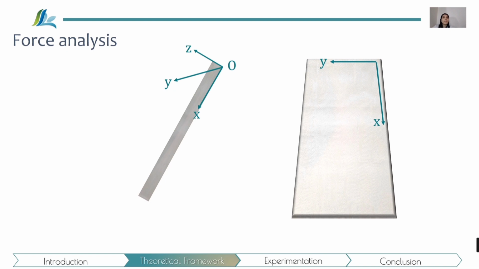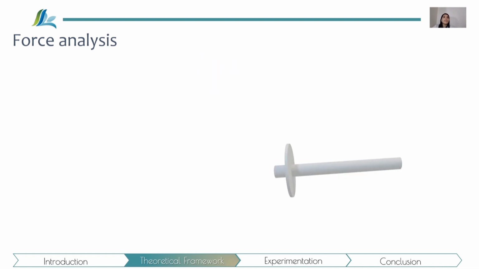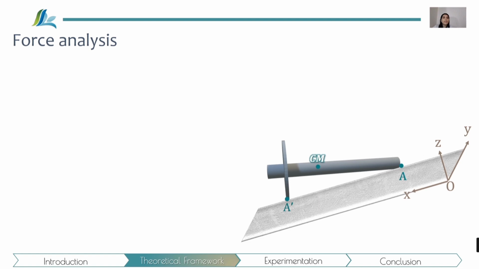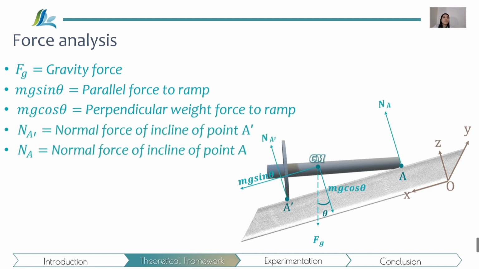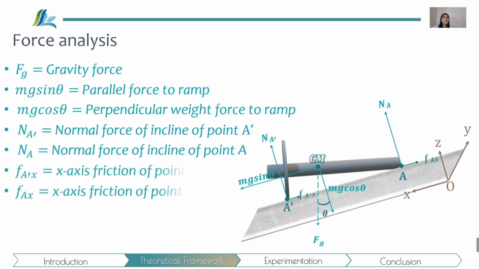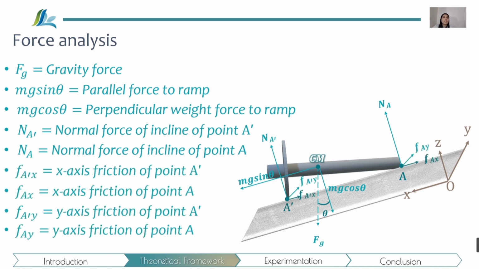This is the way that the ramp has been defined. The force analysis has been shown here. There is a gravity force that has been divided into two parts: parallel to the ramp and perpendicular to the ramp, in the origin system at points A and A prime. There are also normal forces and friction forces for both of the points in the x and y axes.